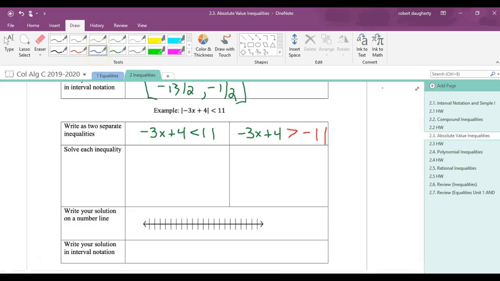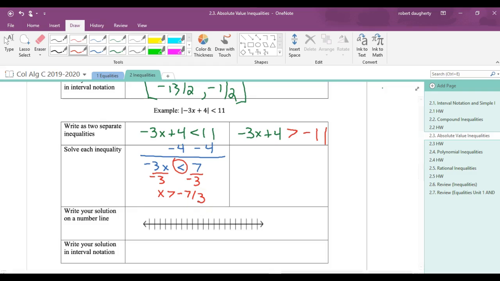Now we solve both problems. What do I want to do? Yeah, subtract 4 from both sides. And I get -3x is less than what? 7. Now what? Divide by -3. There are bells going off in your head. Why? Yeah. The minute I divide by a negative number, what has to happen? That has to change. So this is x what? Greater than -7/3. I want to see that.